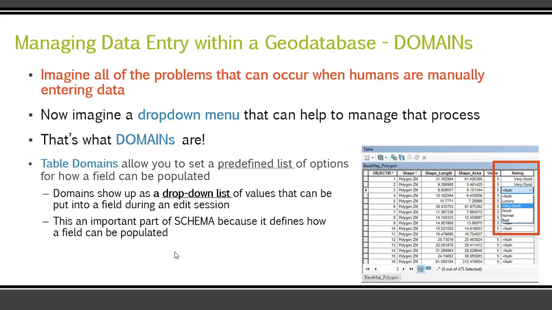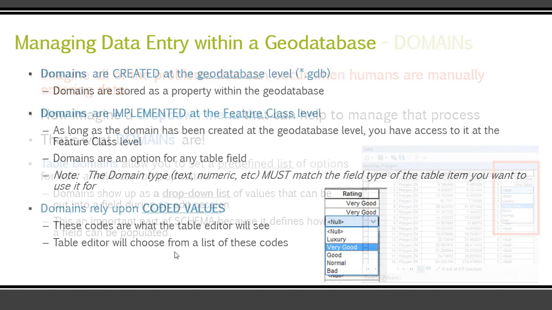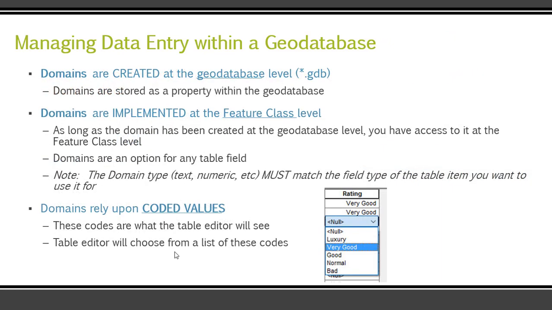So here in the example on our table, we have a field called rating, and you can see there that they've clicked in that field, and there's the options that they have available to them. And those options have just been coded by the GIS person who built the database and set up the properties. So domains are typically created at the geodatabase level, although you'll see in Pro that there's another creation place to create them by viewing at the feature class level, but I still want you to understand that no matter where you create them, they live at the geodatabase level.